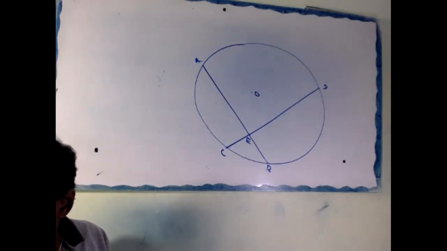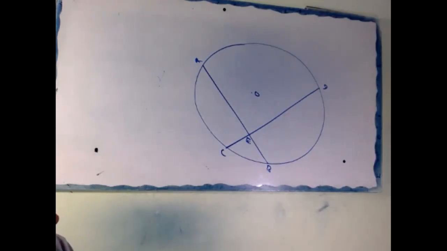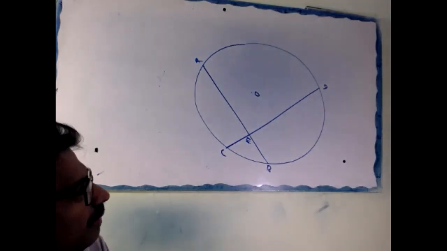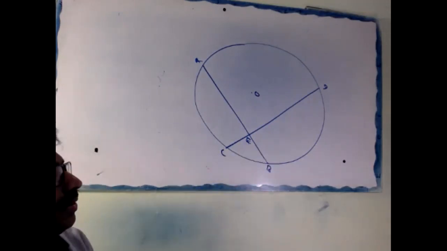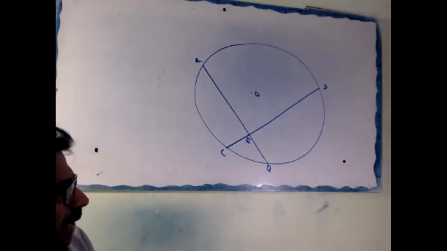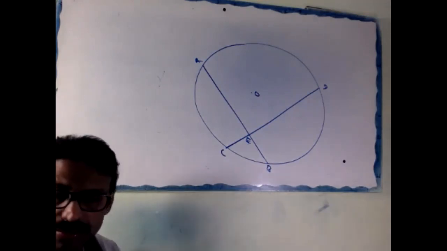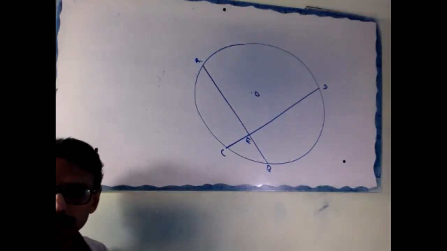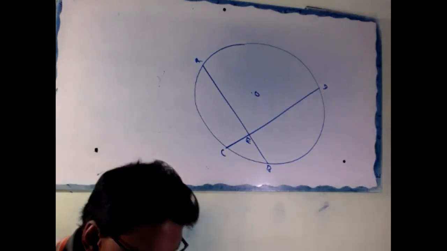Hello, this one now. Look. What is given here? AB equals CD, and AB and CD intersect at E. To prove AE equals DE and CE equals BE. Anybody got this one? Anyone got this one?